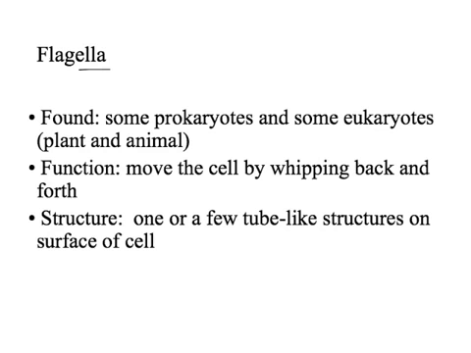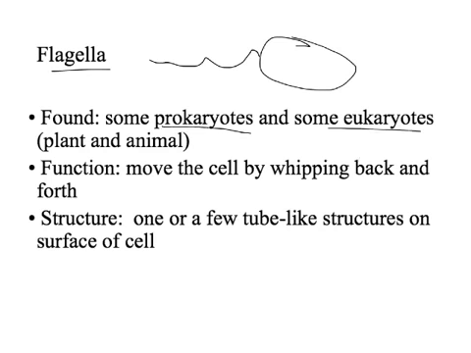So flagella is very similar to cilia. So what a flagella looks like, if I have a cell here, a flagella is one long kind of tube-like structure that kind of looks like a hair. It's found on some prokaryotes and some eukaryotes. And the function is just to move the cell. So you can kind of see this little tail thing would whip back and forth and can move the cell through some liquid.